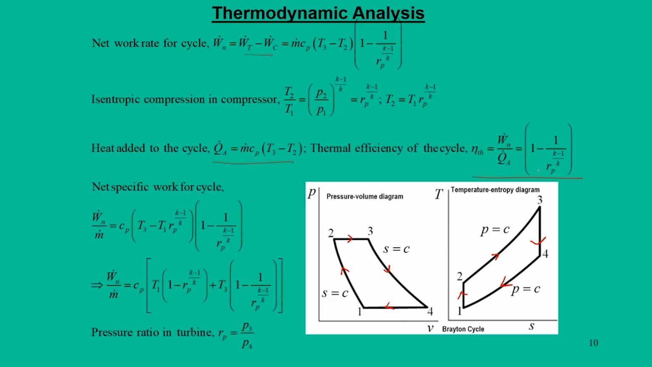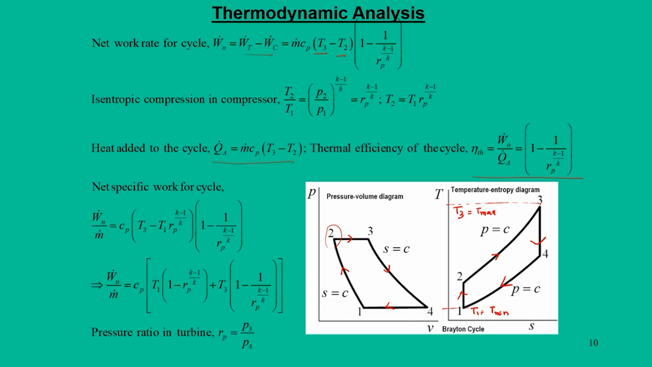So, the thermal efficiency we can arrive at is given by 1 minus 1 by Rp to the power (k minus 1) by k. Now, further the net work is also written in terms of T3 and T2. T2 is an intermediate temperature which normally we do not know. What we normally know are the minimum and maximum temperatures. So, T3 is your T max and T1 is your T min.